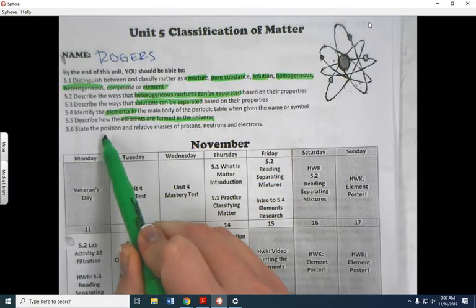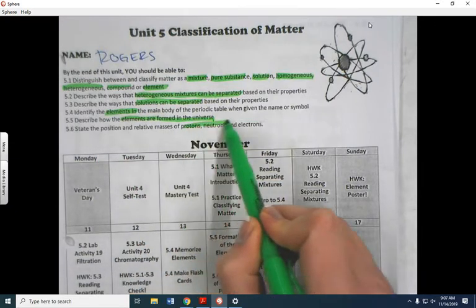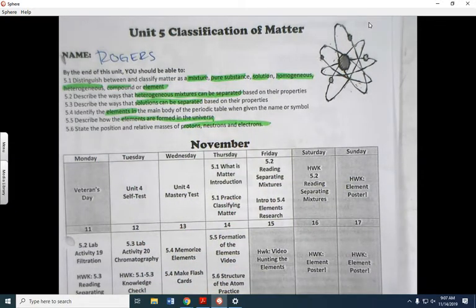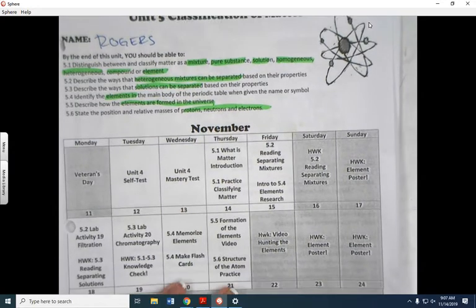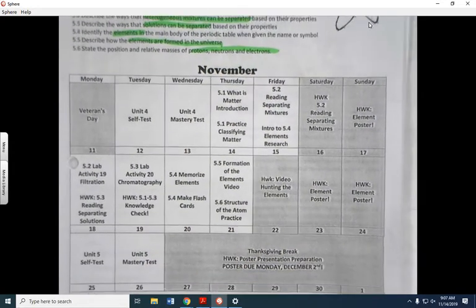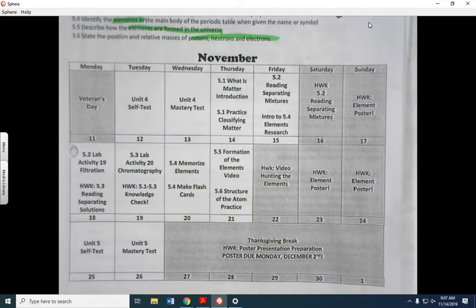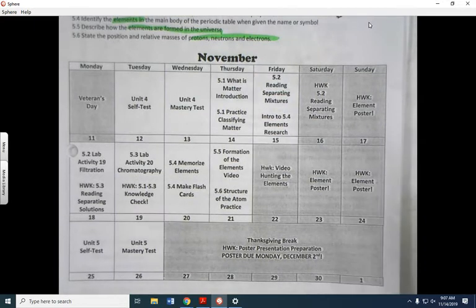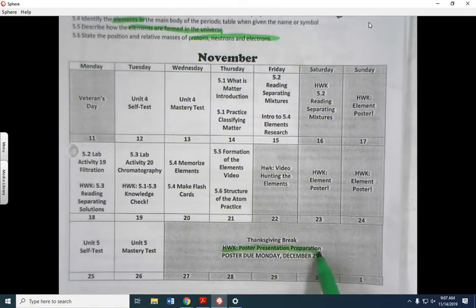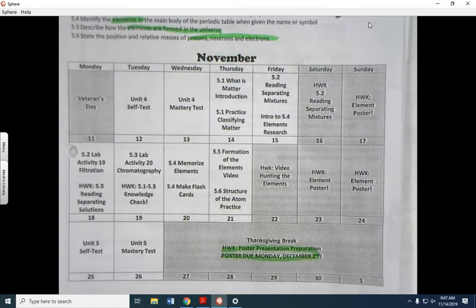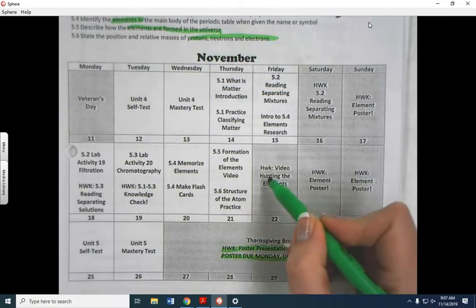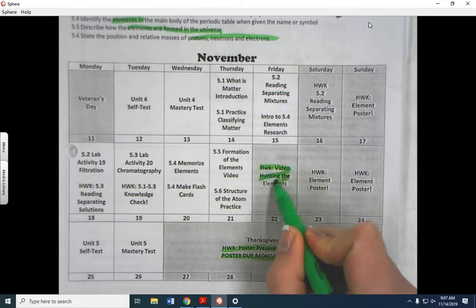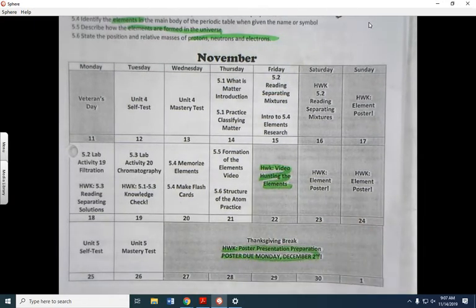You can see the schedule laid out for you here up until Thanksgiving break. The main thing to notice is that the element poster due date is after Thanksgiving. However, if you wanted to get that done early, you could, and ensure that you don't have any work to do over Thanksgiving break. There's also a video, Hunting the Elements, that you can work on before this weekend or next weekend, and the test will be the day before we go to Thanksgiving break, so you don't have to worry about any of that on vacation.